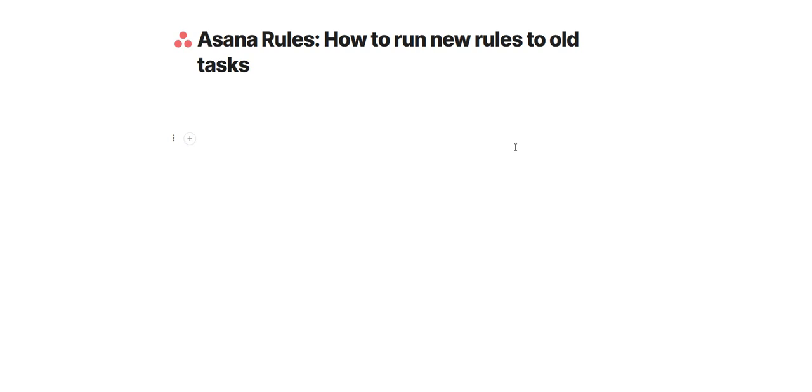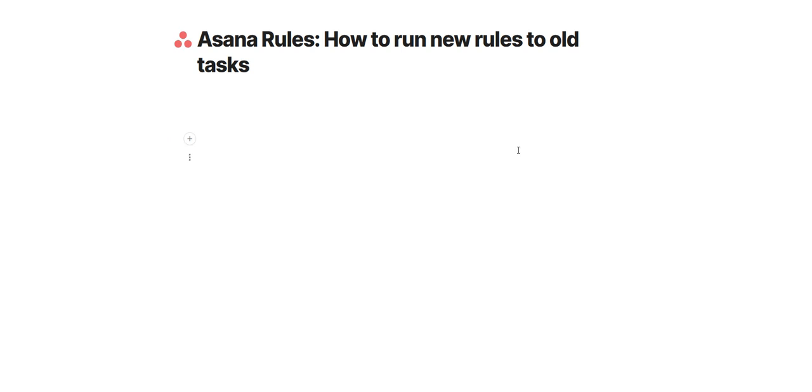Did you create rules inside Asana now, but wondering how you can use them on old tasks or projects that you have already created inside your Asana account? If yes, then please watch this video till the end, because in this video I'm going to quickly share how you can achieve this.